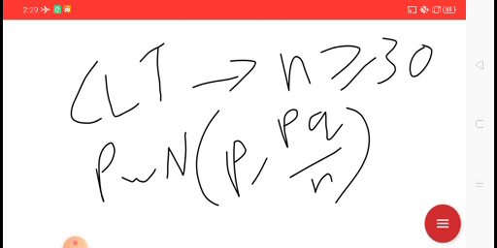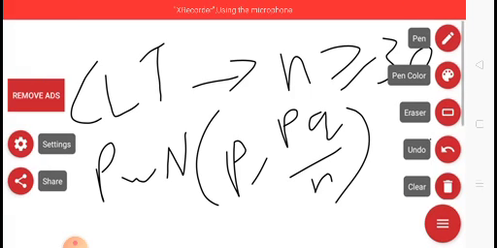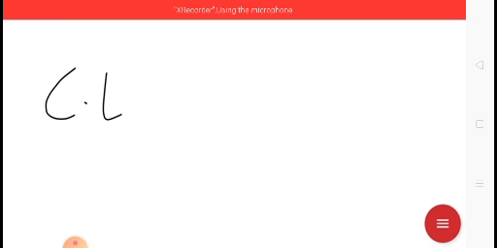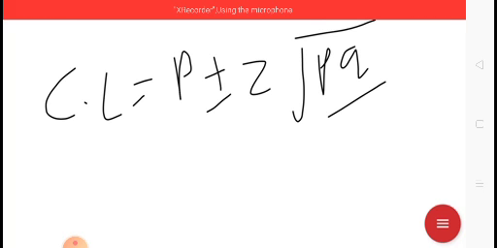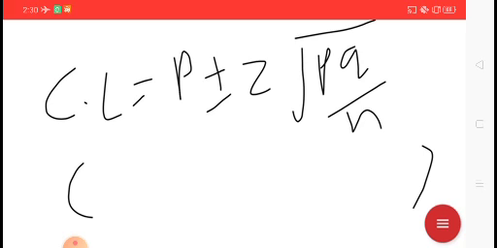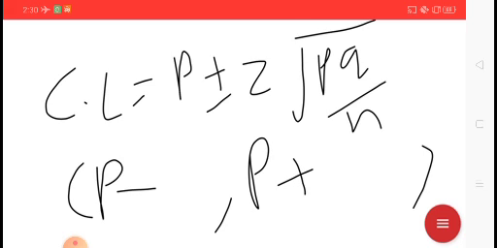This is what we need to use to calculate the confidence limit and confidence interval for the proportion of the population. If you expand this, the confidence limit is p plus or minus z square root of pq over n. Similarly, your confidence interval has p minus the margin on one side and p plus the margin on the other side.